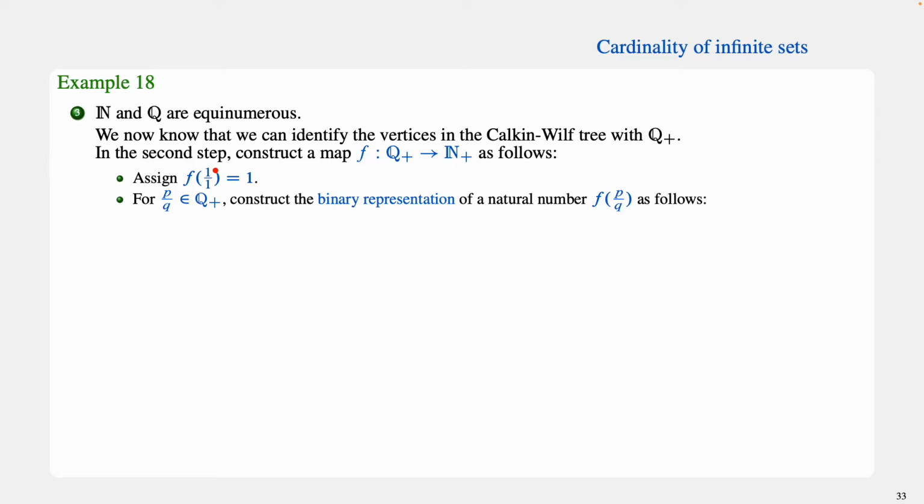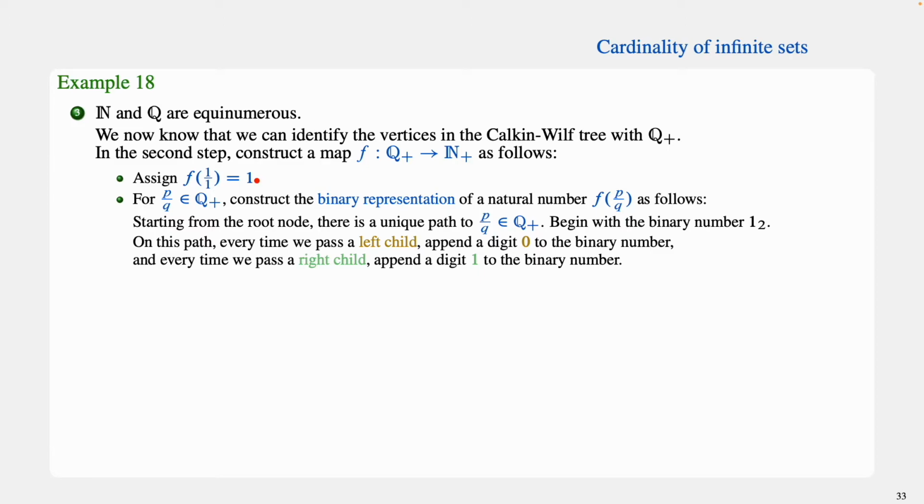First, we map the fraction 1/1 to the number 1. And then for any p/q in Q+, which appears as a vertex in the Calkin-Wolf tree, we construct the binary representation of a natural number f(p/q) as follows. We begin at the root node, which is 1, the root vertex, and there's a unique path leading to the vertex p/q in the Calkin-Wolf tree. We begin with a binary number 1 at the root vertex, and on the path to p/q, every time we pass a left child, we append a digit 0 to the binary number. We append it on the right, so we attach it to this 1. And every time we pass a right child, we append a digit 1 to the binary number.